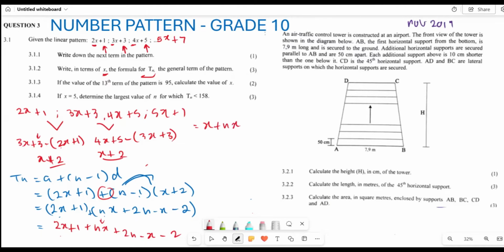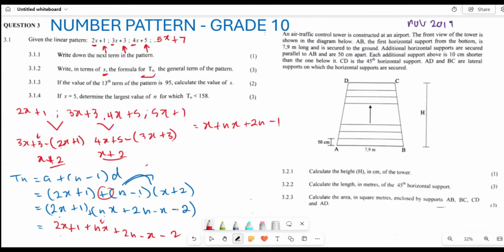Plus nx, and then this is going to be plus 2n. And then what else are you having here? So then you're having 1 subtract 2, which is the same as -1. Okay, so which means here you're having x plus nx plus 2n minus 1, right?